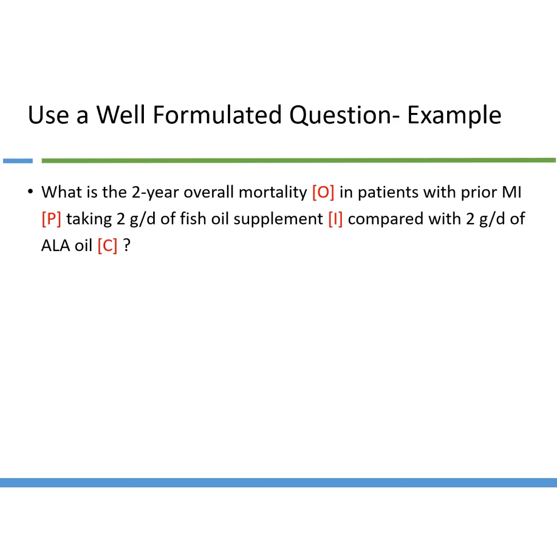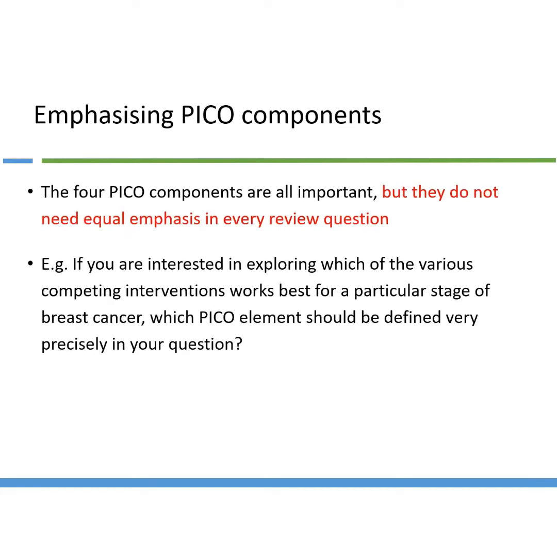This is an example of a well-formulated question. What is the 2-year overall mortality in patients with prior MI taking 2 grams per day of fish oil supplement compared to 2 grams per day of ALA oil? So you can divide this into the PICO and figure out which one is the population, intervention, and comparator from this simple and easy question. The 4 PICO components are all important, but they do not need equal emphasis in every review question. So it depends really on your question.